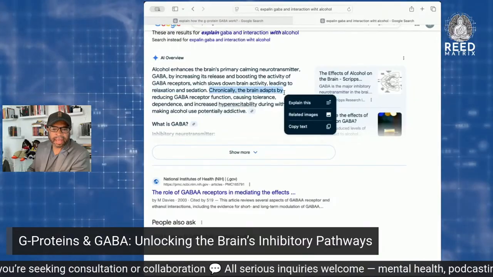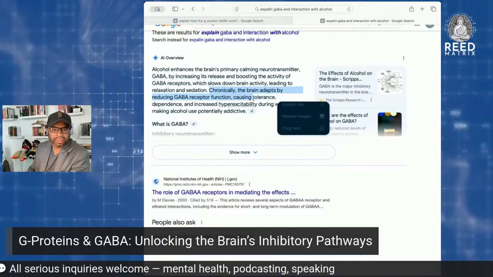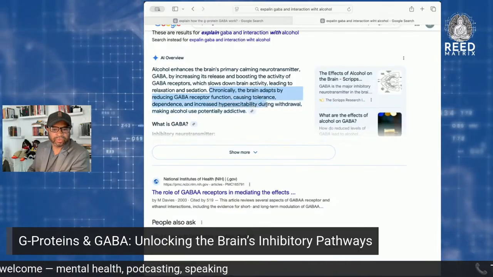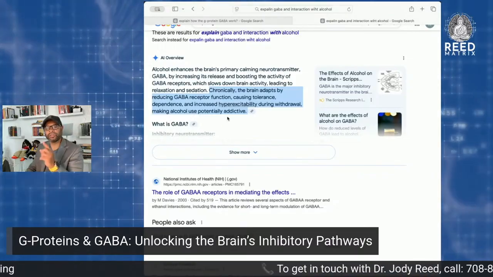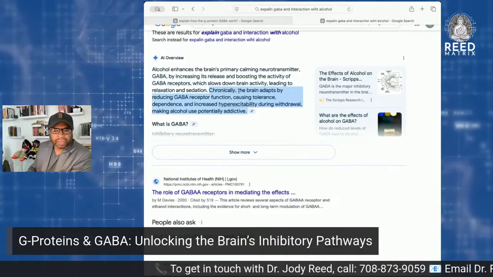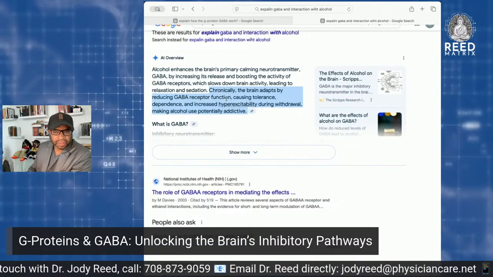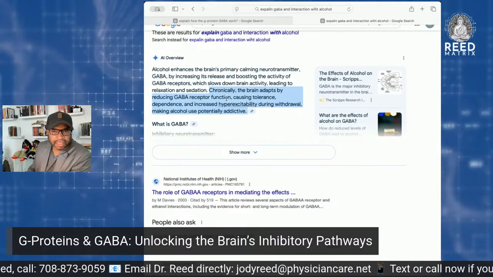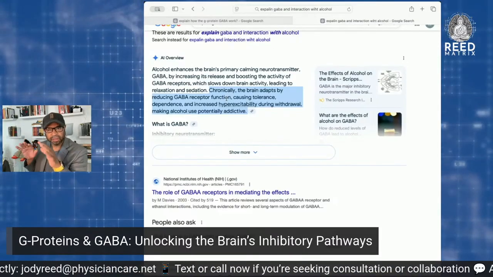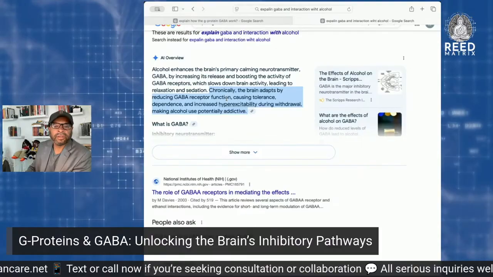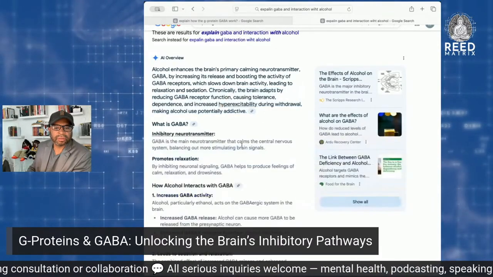Chronically, the brain adapts by reducing GABA receptor function, causing tolerance, dependence, and increased excitability during withdrawals, making alcohol use potentially addictive. So let's go through this part here. Chronically, the brain adapts by reducing GABA receptor function, meaning the person is less capable of inhibiting all these impulses over time, causing tolerance, dependence, and increased excitability during drug withdrawals. Okay.